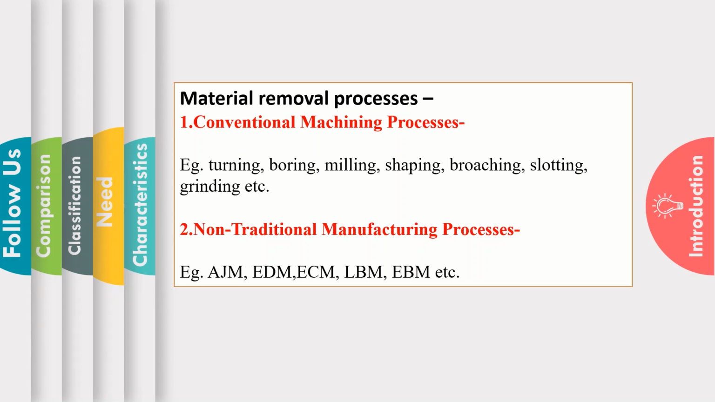These are the processes that mostly remove the material in the form of chips by applying forces on the work material with an edge-shaped cutting tool that is harder than the workpiece. Examples of these conventional machining processes are turning, boring, milling, shaping, broaching, slotting, and grinding.